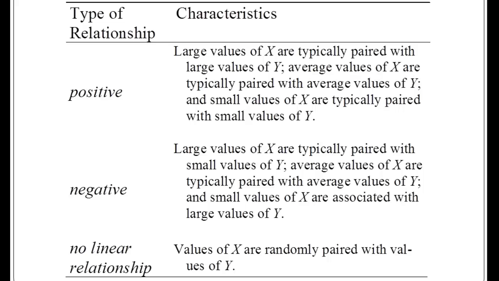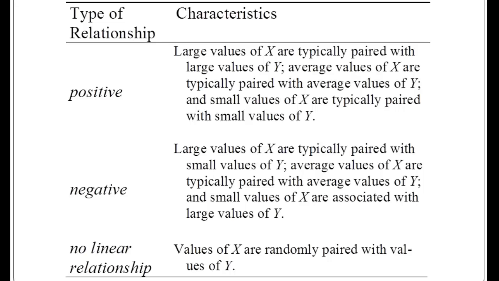If we have a positive correlation between two variables, then typically large values of x are paired with large values of y, small values of x are paired with small values of y, and average values of x are paired with average values of y.